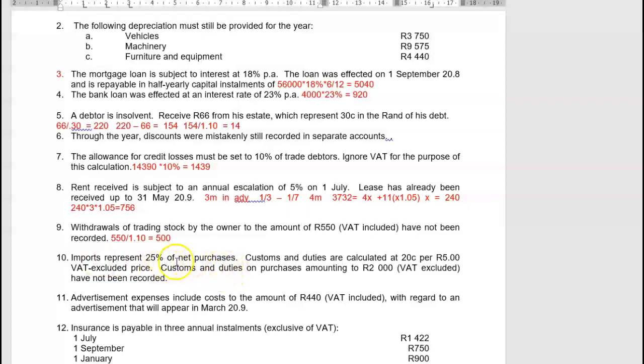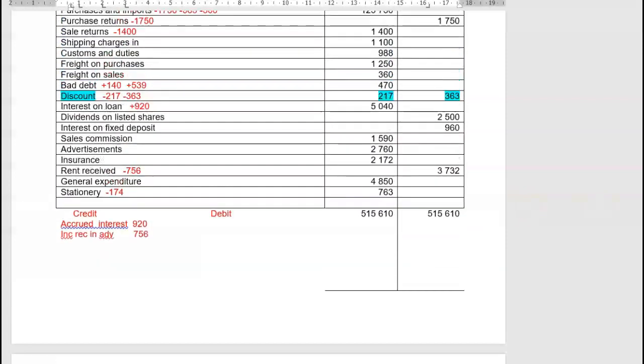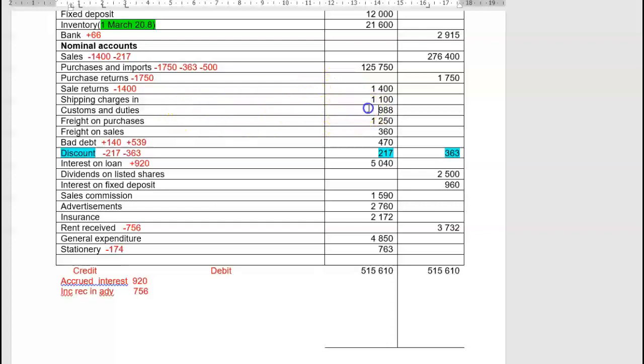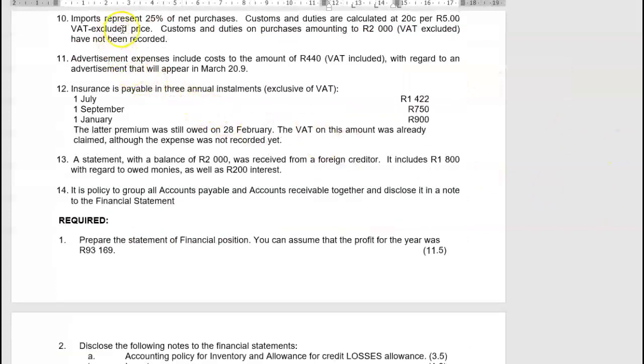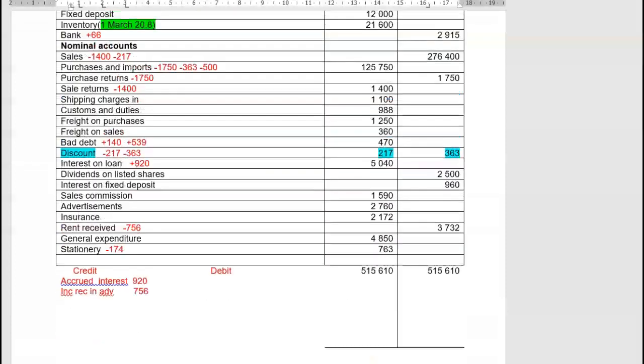Imports represent 25% of net purchases. Customs and duties are calculated at 20 cents per 5 Rand VAT exclusive. So if we're going to look at our customs duties as indicated in our trial balance, we see that customs duties there is equal to 988 Rand. They tell us that customs and duties on purchases amounting to 2,000 Rand VAT exclusive have not been recorded. So it's not included in the 988 Rand. So if we take the 2,000 Rand and we say, well, for every 5 Rand we have to pay 20 cents worth of duty, that means at the end of the day, the amount that hasn't been recorded equals a total of 80 Rand. So what are we going to do? We're going to increase our duties with 80 Rand.